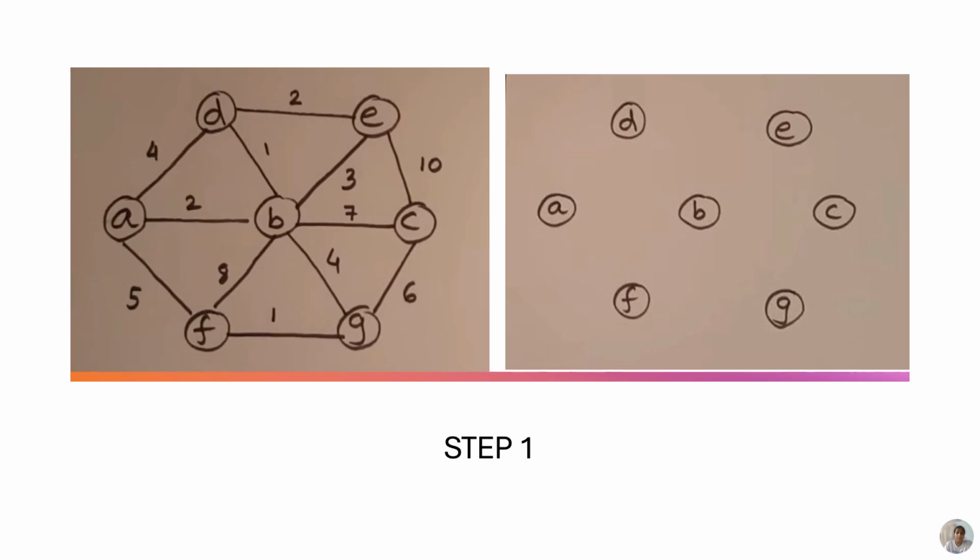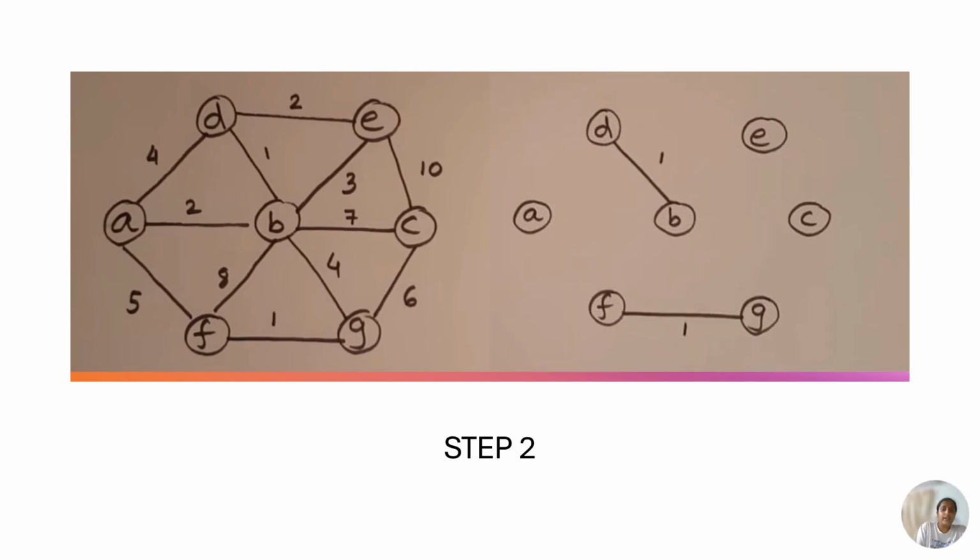Coming to the first step, you write all the vertices. This is the graph, and you write all the vertices, that is A, B, C, D, E, F, G. In the second step, you need to find the minimum number to connect a node. The first minimum is 1. So you connect B to D and name it 1. And the next minimum is F to G, and you connect F to G, and the number is 1.